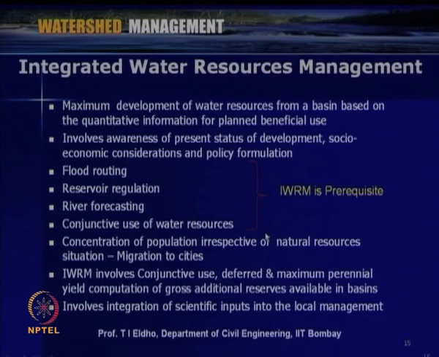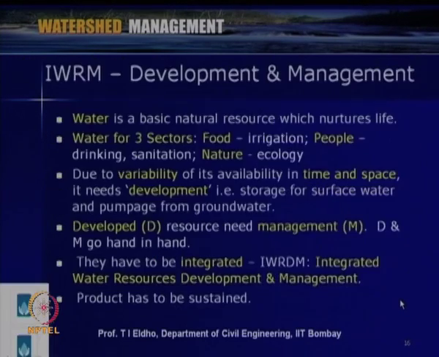Then concentration of population irrespective of natural resources situation, and migration to cities. So when we discuss IWRM, it may involve conjunctive use, deferred and maximum perennial yield, computation of gross additional reserve available in the river basin, and it may also involve an integration of the scientific inputs into the local management on a watershed basis or on a river basin scale.